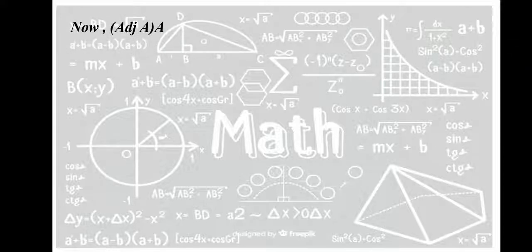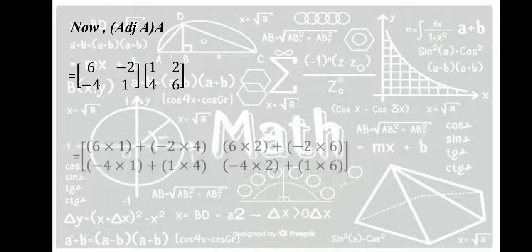Now adjoint of A is multiplied by A. The value of adjoint of A is 6, minus 2, minus 4, 1, and A is first row 1, 2 and second row 4, 6. The same rule we will apply for the multiplication.